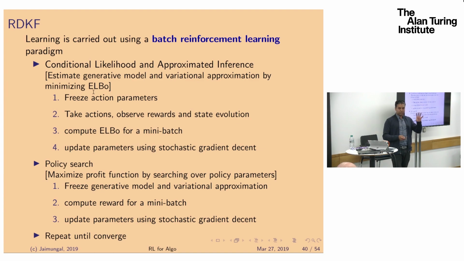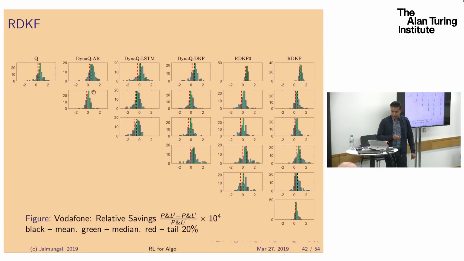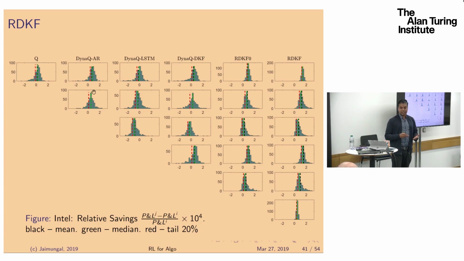Okay, so I already mentioned how the batch reinforcement learning works. As I said, you do it in 2 stages. You freeze action parameters, optimize over the neural nets that tell you about the generative model, then freeze the generative model, optimize the actions by maximizing the expected reward, and iterate over and over. So we've done this on a few different stocks, Intel, Vodafone, Facebook, Microsoft, and we've also done the analogous analysis using 7 other models. So TWAP, Q-learning, DynaQ with an AR1 model underlying it, DynaQ with an LSTM underlying, DynaQ with a Deep Kalman filter underlying it, reinforced Deep Kalman filters where we don't include variance as one of the networks that we're optimizing over, and then the reinforced Deep Kalman filter when we do include the variance.